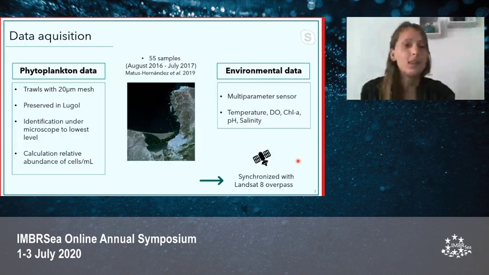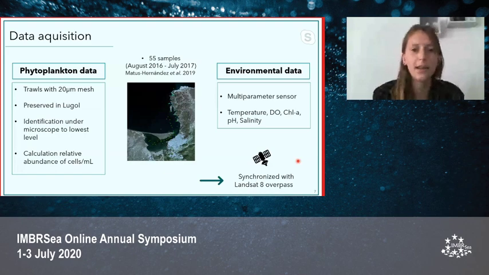So a bit more about data acquisition. The data was previously acquired between August 2016 and July 2017. In that period of time, the phytoplankton data was obtained by means of trawls with 20 micrometer mesh. The samples were then preserved in Lugol and later on identified under the microscope to the lowest taxonomic level possible. Then the relative abundance was calculated in order to have the data in number of cells per milliliter.